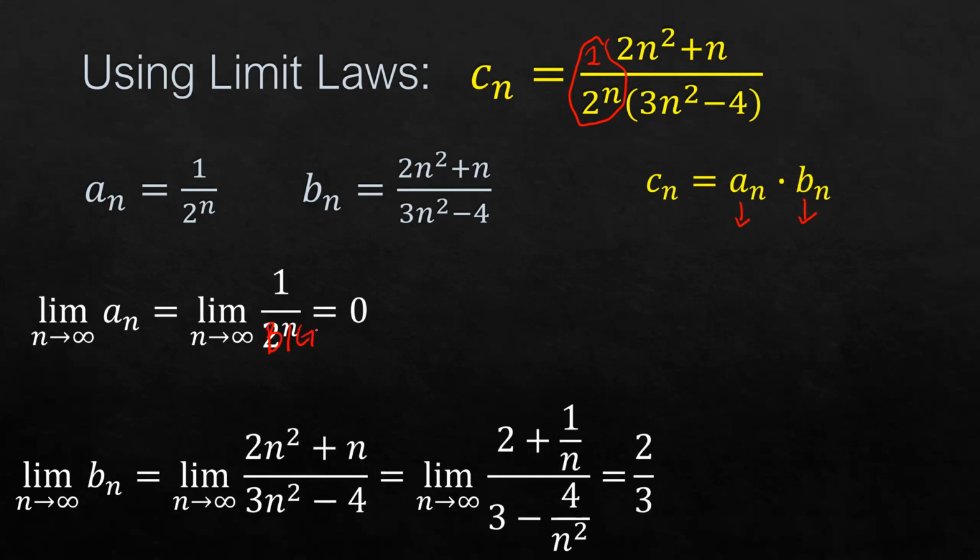For the second sequence, we use that nifty little trick and divide everything by n squared. That's the highest power, right? We learned that in Calc 1.